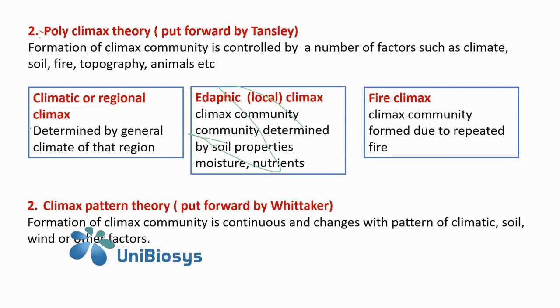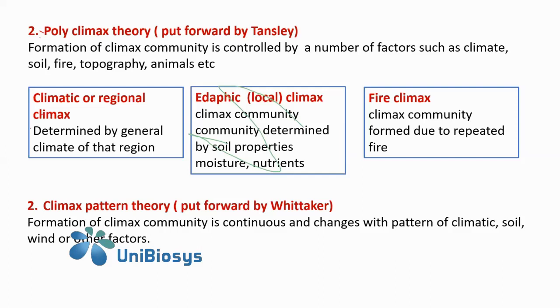So these are different parts of polyclimax theory. Ultimately what they are going to say is that in monoclimax only climate was determining. Here determining factors are more than climate, soil or topography, fire, animals, all these come. Okay, but according to Whittaker, or according to the new scientific interventions, what we are seeing is that, as we told, community is always changing. There is a pattern of changes happening in a continuous manner according to the changes in the pattern of climate or soil or wind or weather, whatever it is.